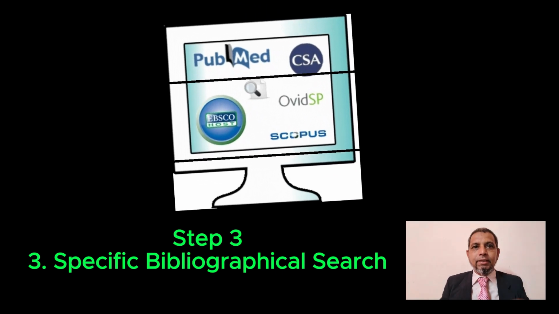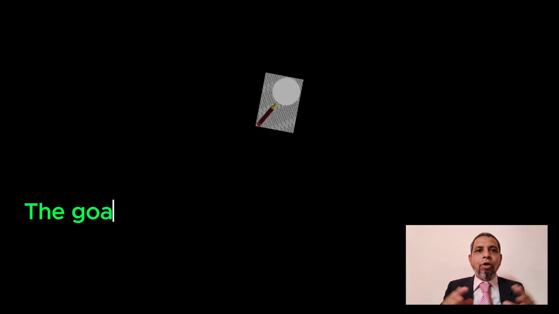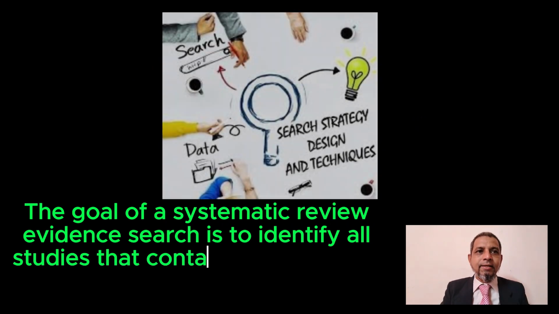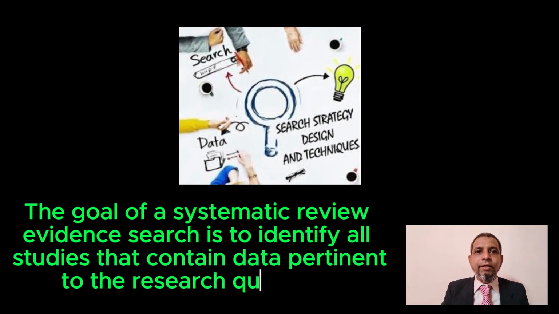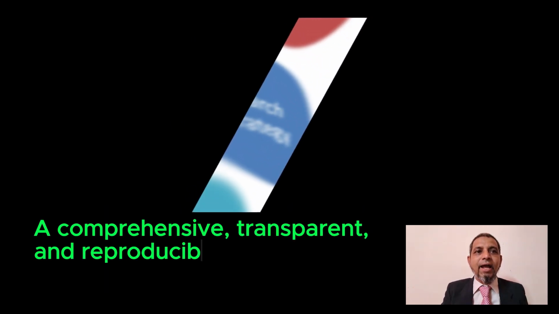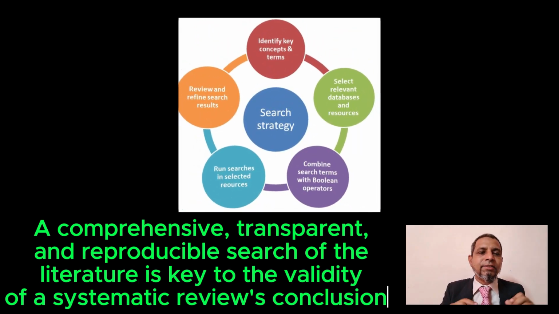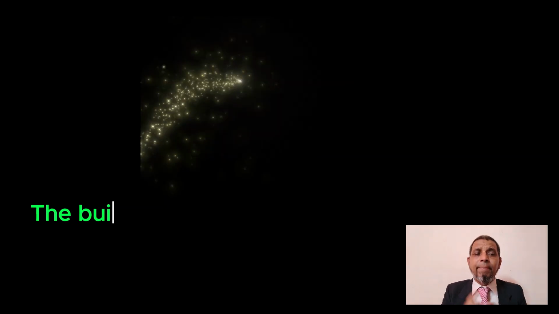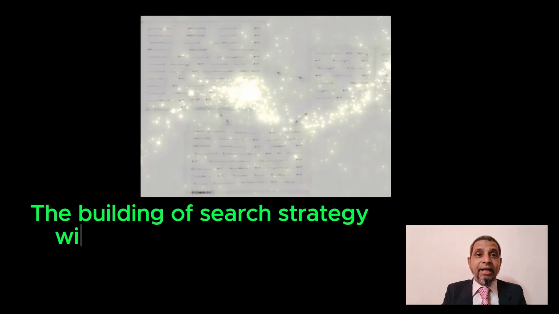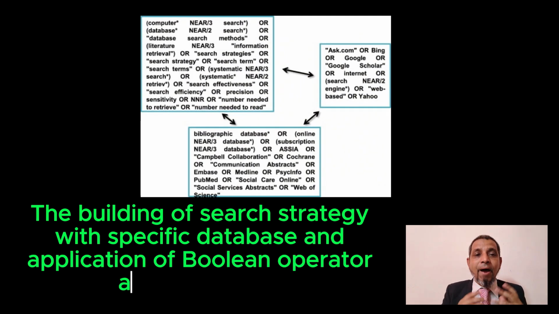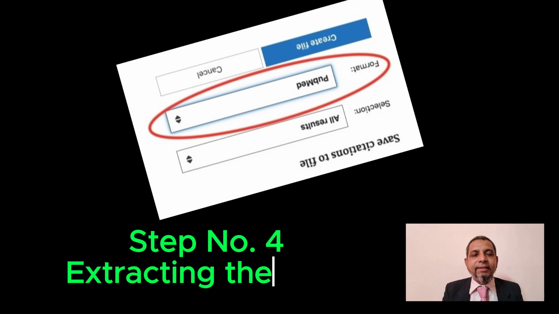Point number 3, specific bibliographical search. The goal of systematic review evidence is to identify all the studies that contain data pertaining to the research question. A comprehensive, transparent and reproducible search of the literature is key to the validity of a systematic review's conclusion. The building of a search strategy with a specific database and application of Boolean operators and truncation is a part of specific bibliographical search.